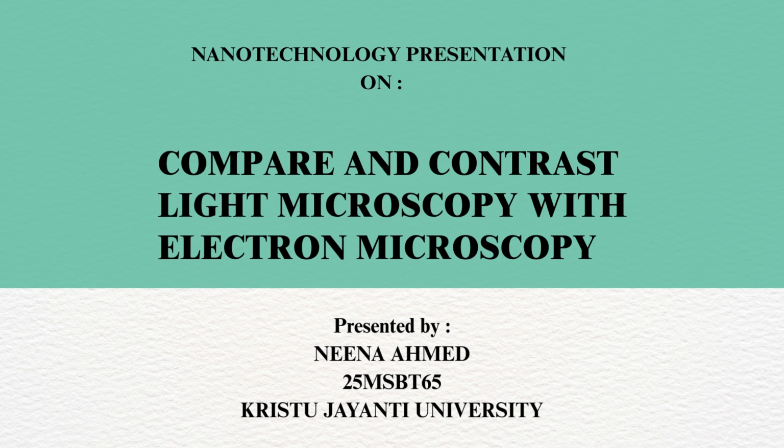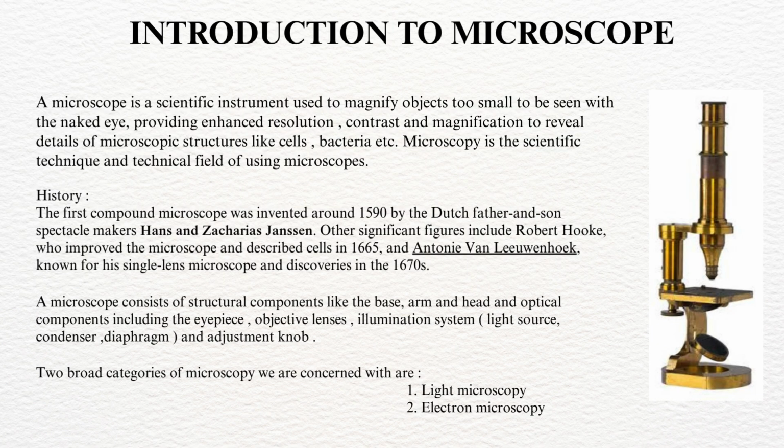So the topic of my presentation under nanotechnology is compare and contrast light microscopy with electron microscopy. Starting with the introduction, first we have to know what a microscope is. A microscope is a scientific instrument which is used to magnify objects too small to be seen with the naked eye. It provides us with enhanced resolution, contrast and magnification.